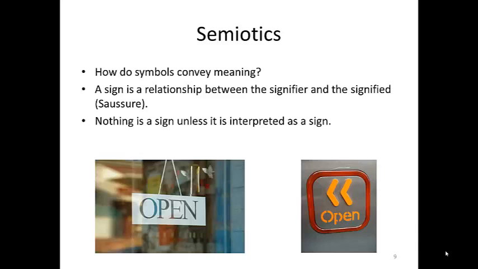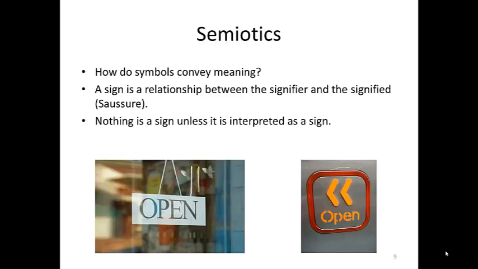Here we have Ferdinand de Saussure saying that a sign is a relationship. It consists in the relationship between the signifier and the signified. And nothing is a sign unless it is interpreted as a sign. So just because you think that you've put a label in the right place doesn't necessarily mean that it's going to be understood as being the piece of information that you think it is. Do you see what I mean?